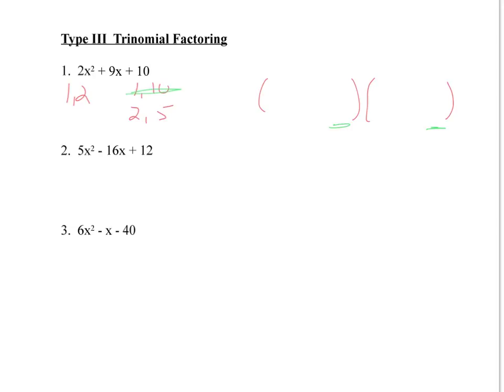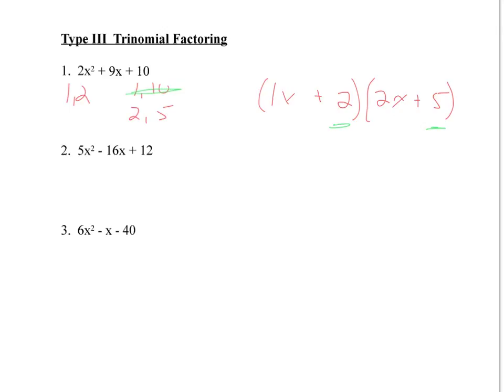So I know it's 1x and 2x. Now, the 2 went with the 2, so the 2 actually goes in the other house, and the 5 goes with the 1, so it goes in the house with the 2. Both of these are positive, so it's plus and plus.